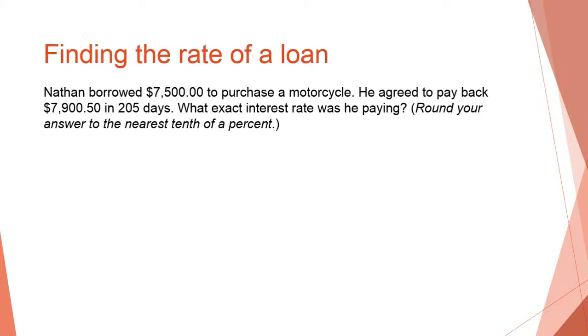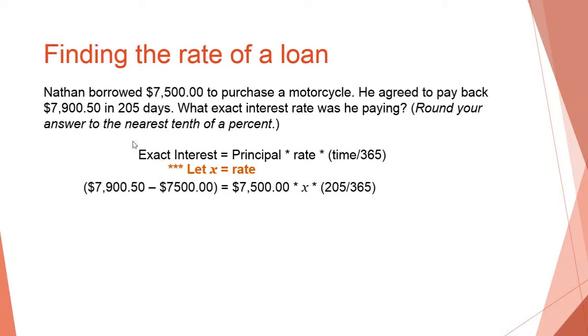Alright, this time we are looking for the rate of a loan. Nathan borrowed $7,500 to purchase a motorcycle. He agreed to pay back $7,900 in 205 days. What was the exact interest rate? So this time we're looking for the rate. Because we don't know the rate, we set x equal to that.